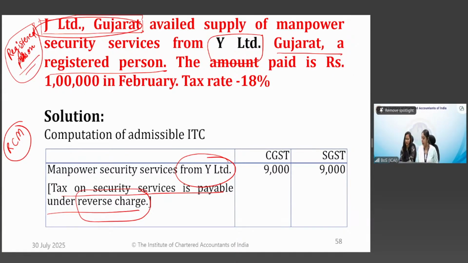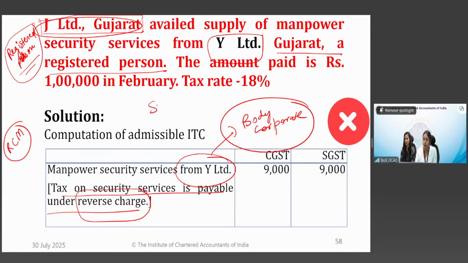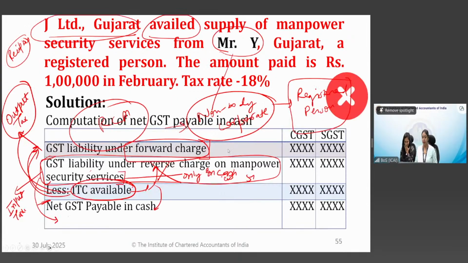If you see the security services, if security services are received from Y Limited, now Y Limited is a body corporate. Now, body corporate, we already know that if the supplier is a body corporate, RCM will not apply. And the recipient should be a registered person. If I take you to the previous slide, this is what we had written there: that a non-body corporate, if it provides the security services to a registered person, then RCM provisions will apply.